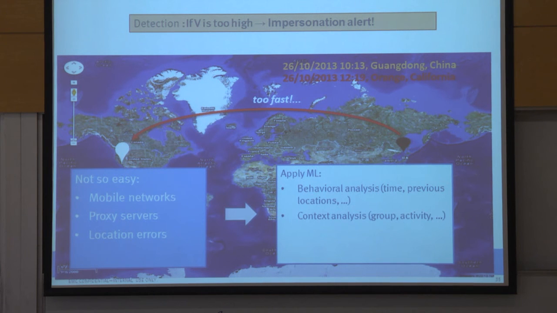And we add some context. So maybe this login or this location is unexpected for this specific user, but is it regular behavior for his group? Then it's less suspicious. And we look at the activity. Okay, so he logged on, but what did he do once in? Is he doing his regular stuff, or is he doing some other stuff? Is he exfiltrating a lot of data to the outside?